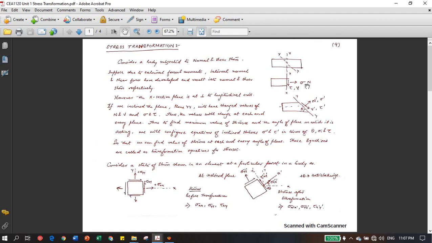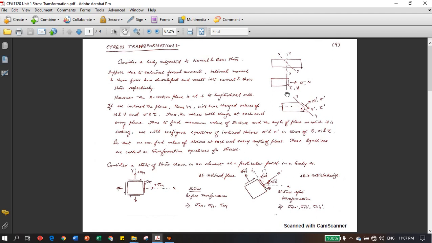Okay, but what happens if you want to calculate the stresses, the amount of normal stress and shear stress, at an inclined plane in this body? Basically the normal force and shear force are going to change because the plane is going to change. Remember that the stresses will always be related to the plane on which they are acting, so that's why they are changing.